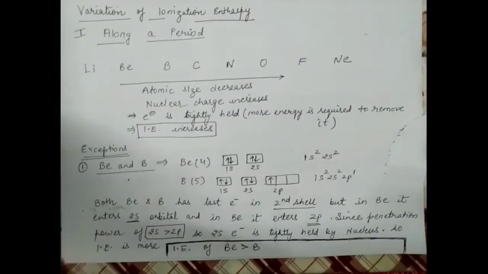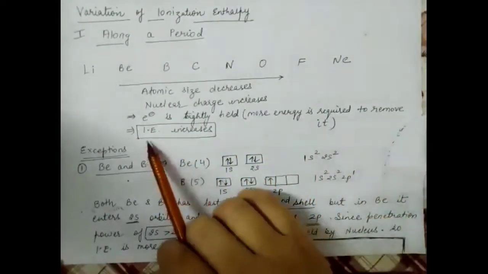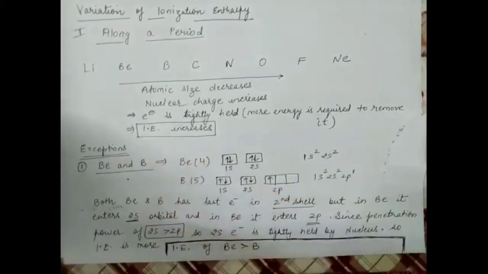And if the electrons are more tightly held by the nucleus, we have to supply more energy to remove the electrons. Electrons are tightly held, more energy is required to remove them. It means as we move from left to right, the ionization enthalpy increases. So as we move from left to right in a period, second or third period, my ionization enthalpy will increase. It means more and more energy I have to supply to remove the electron.